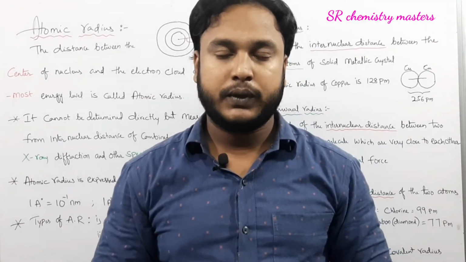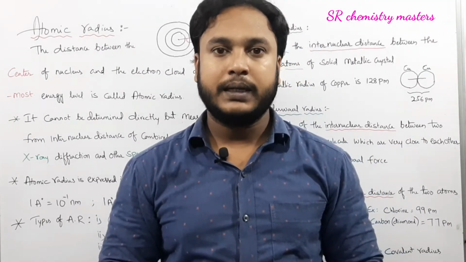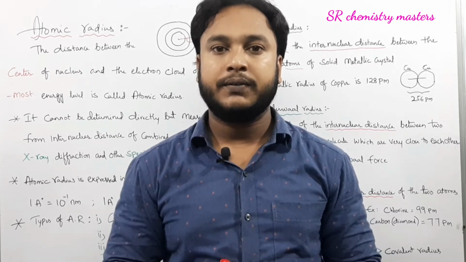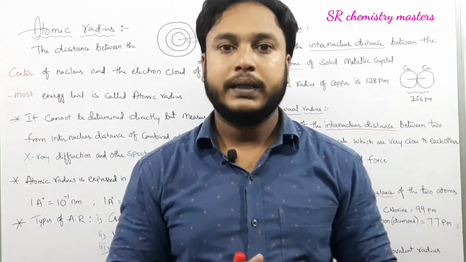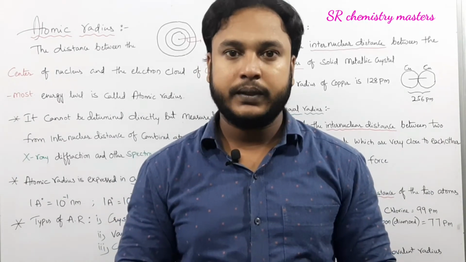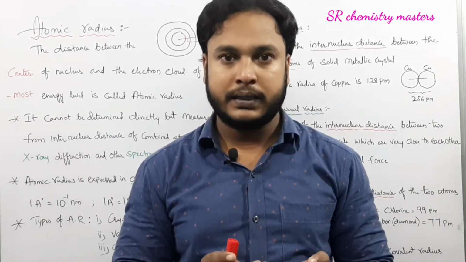Remember, it is applicable for zero group elements. Whenever 2 atoms are close to each other and the force of attraction between the 2 atoms is van der Waals force, then half the internuclear distance between the 2 atoms is considered as van der Waals radius.